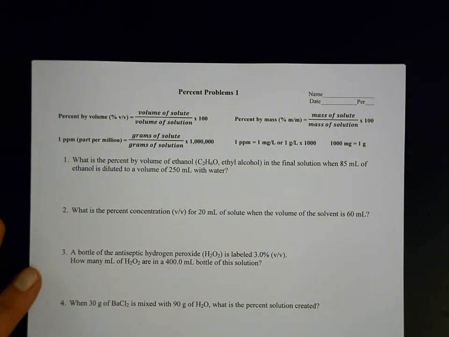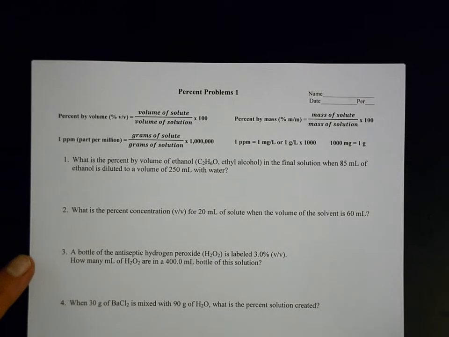Okay, we're going to go over percent problems, and basically this is another way of looking at concentration. Usually this is done for things that are a little bit more straightforward, like you might have some hydrogen peroxide at home, and really it's like 2% hydrogen peroxide. Most of it's just water, but there'll be a little bit of the hydrogen peroxide in it. And we have two main kinds.